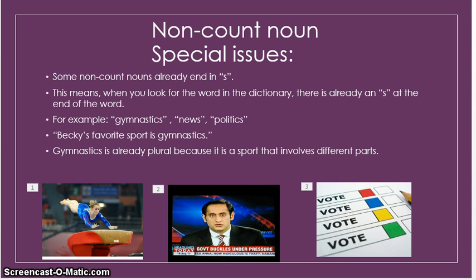The pictures below will show first a woman doing gymnastics. She is doing one part of the sport of gymnastics. The second picture is a man, and he is telling us the news on TV. And the third picture is of a voting ballot, which is part of politics.